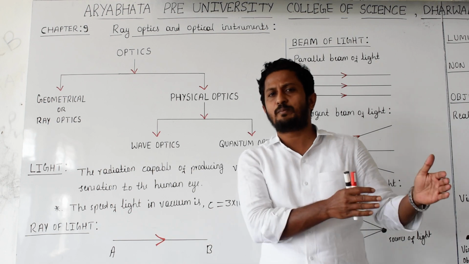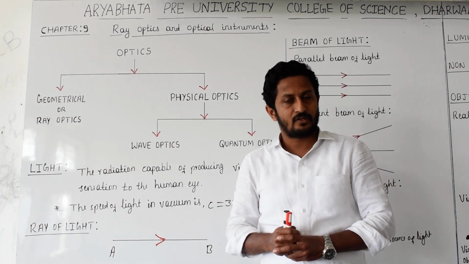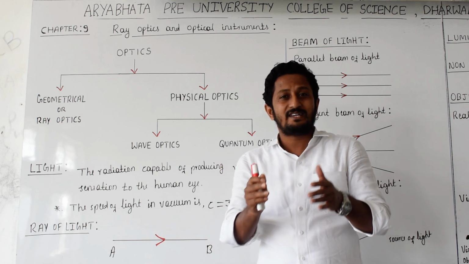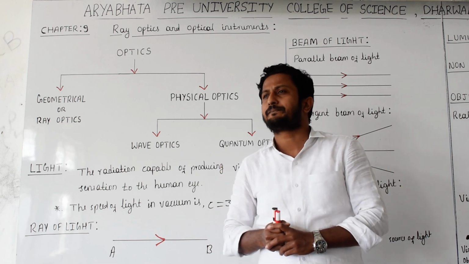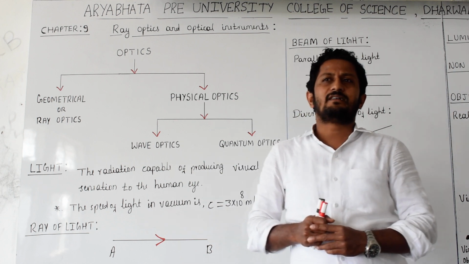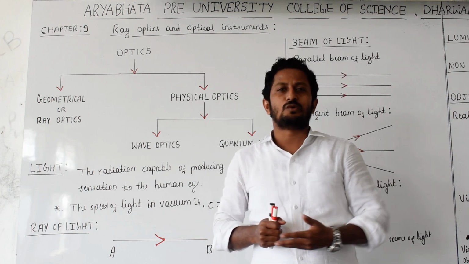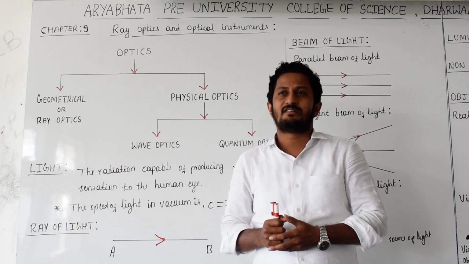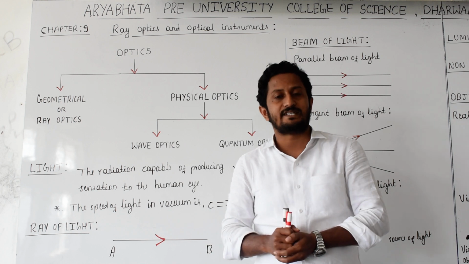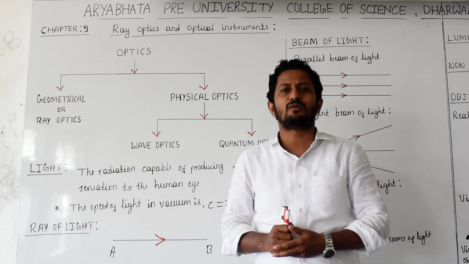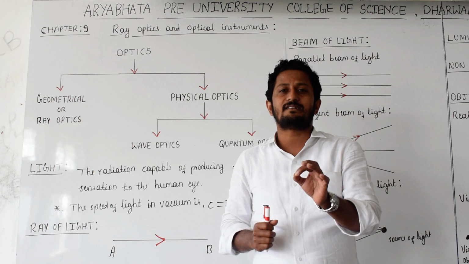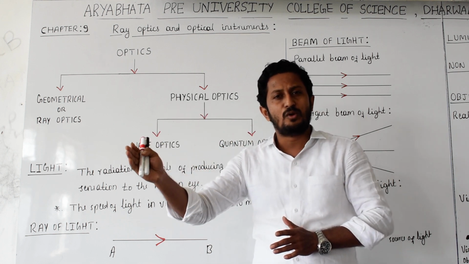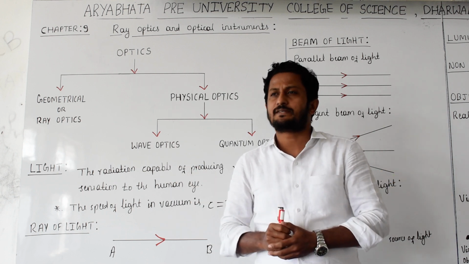Before going to see the properties of light, we should know what light means. What is that light exactly? In a simple way, from our lower school studies, we have already studied that light is a form of energy, which transfers from one place to another place.